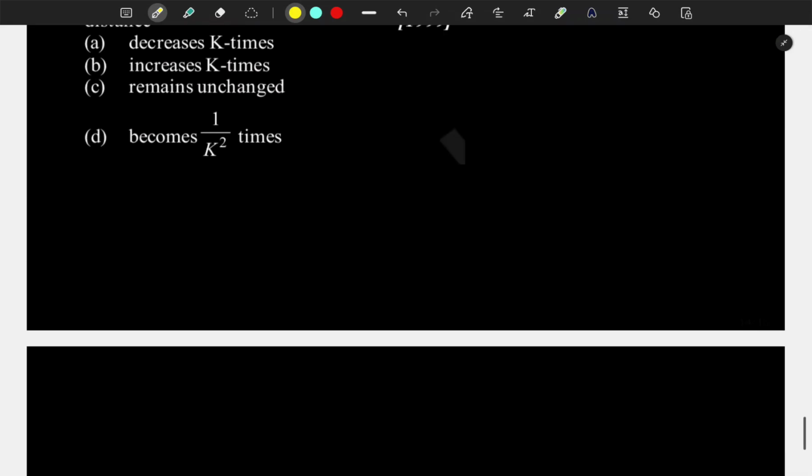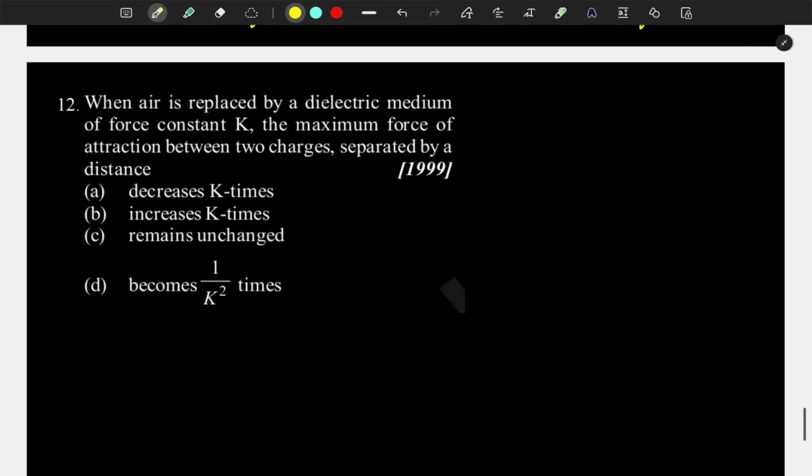So moving on to the last question. When air is replaced by dielectric medium of force constant K, the maximum force of attraction between the two charges separated by distance is. So if you consider air is replaced by dielectric medium of force constant K, the maximum force of attraction between the two charges, is it attraction or repulsion.